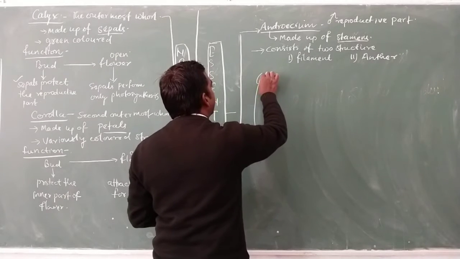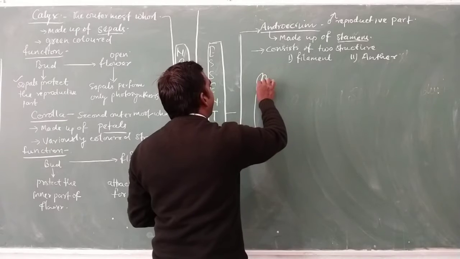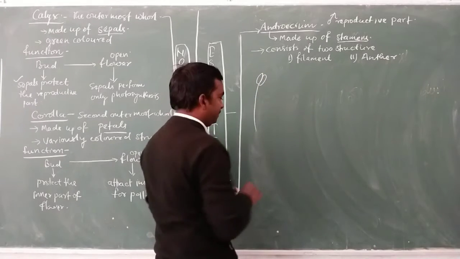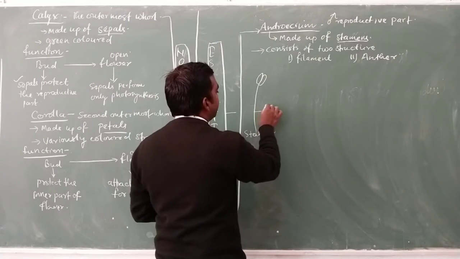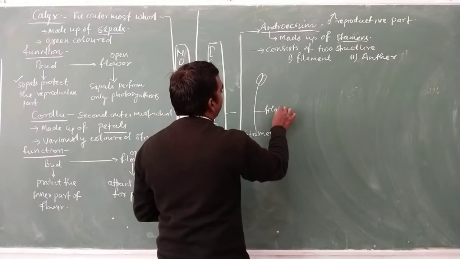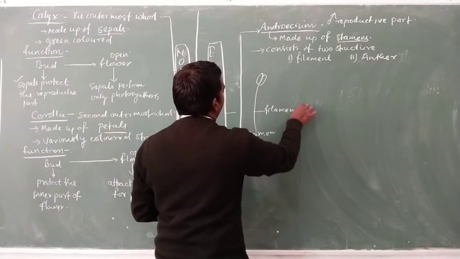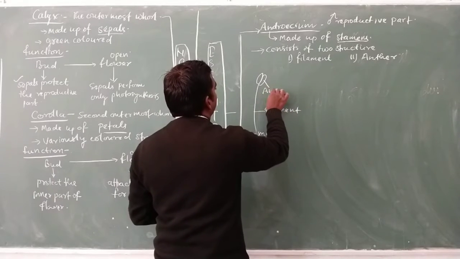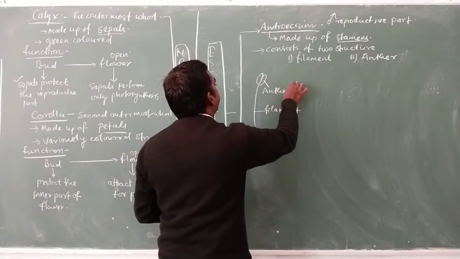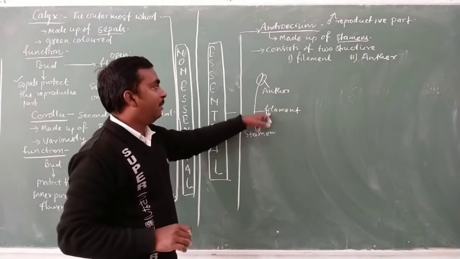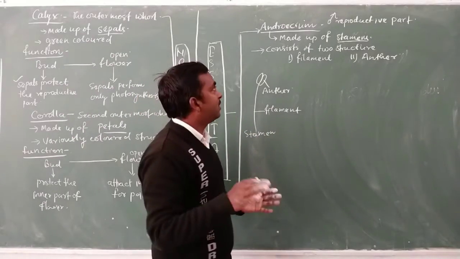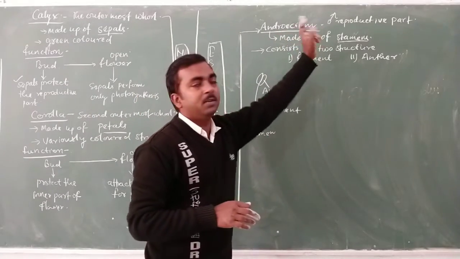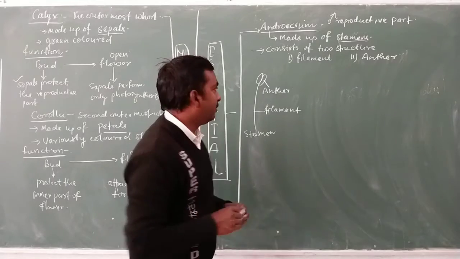So suppose this is the stamen, and in the stamen we can see this is the filament and this one is the anther. So anther and filament together form the stamen, and a number of stamens collectively known as androecium, which is the male reproductive part of the flower.